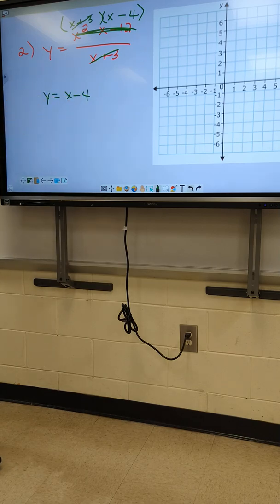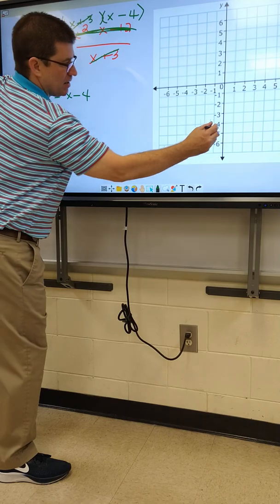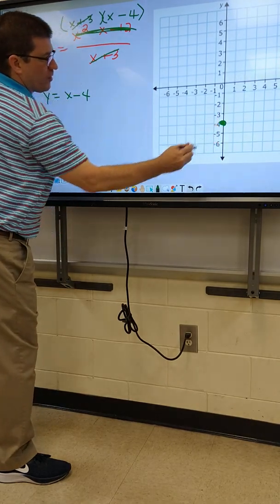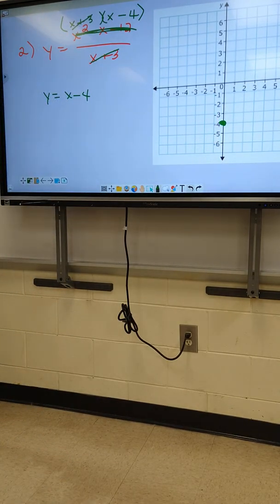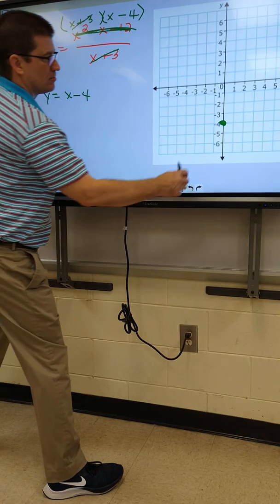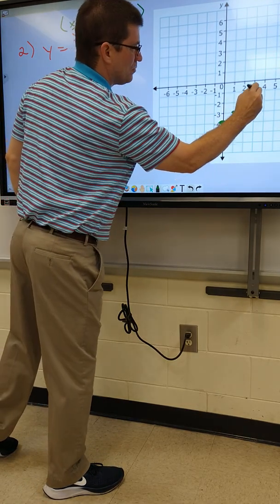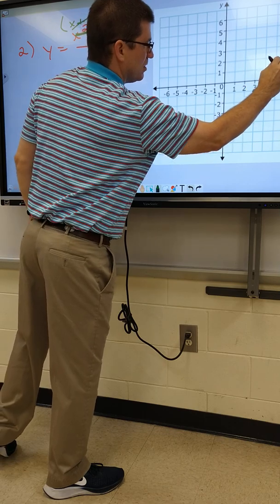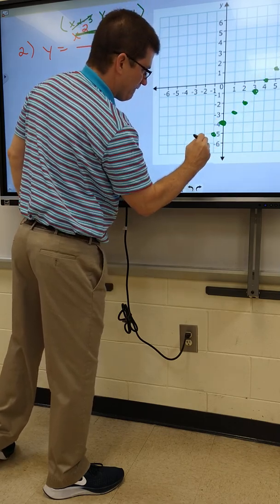All right, Levy, help me graph it. Where do I start? X minus 4. Levy says go to negative 4. Y'all put a point at negative 4. Levy, what's my rise over run? I'm going to go ahead and put a bunch of points going up and down.